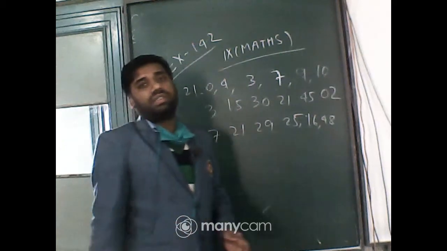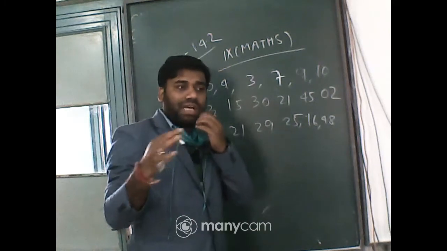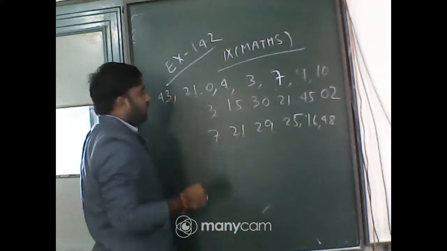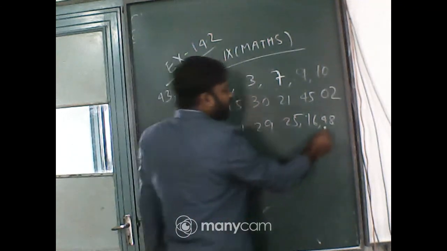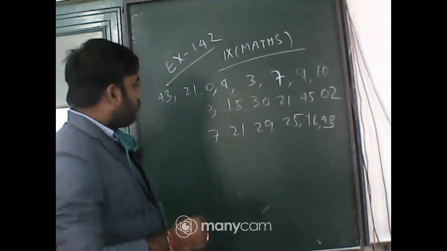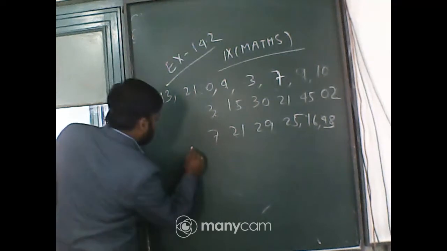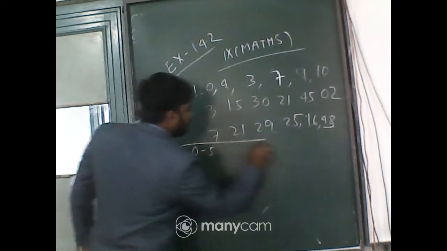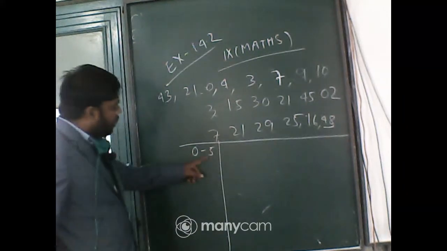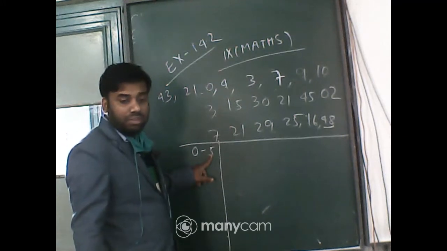make that frequency table. First of all, I am taking the class interval. The numbers belong from 0 to, and the highest marks here is 48. Okay, highest marks is 48. So I divide the class interval like 0 to 5. This is called a class interval, where 0 is the lower limit of the class interval and 5 is the upper limit of the class interval.